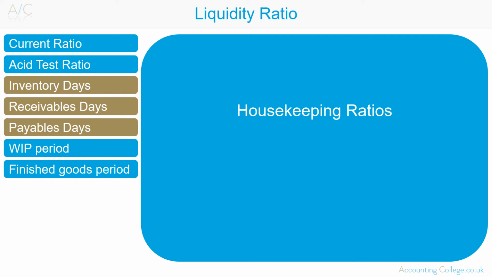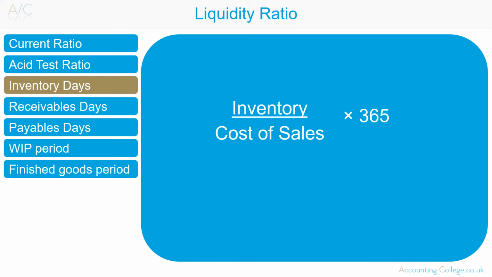Housekeeping ratios. Inventory days, receivable days, and payable days are all known as housekeeping ratios. Inventory days ratio. Inventory days is inventory divided by cost of sales. Inventory days ratio measures how long a company carries inventory before it is sold. For liquidity purposes, the shorter this period, the better, as it means less cash is tied up in inventory.